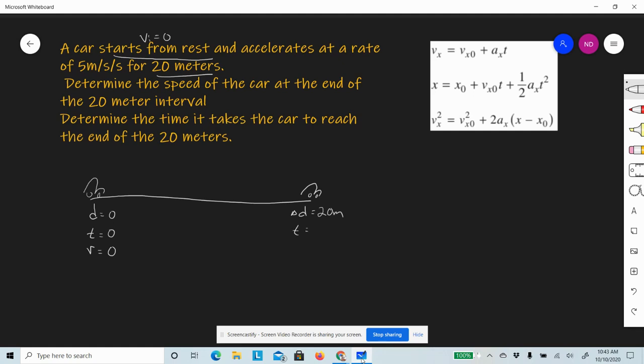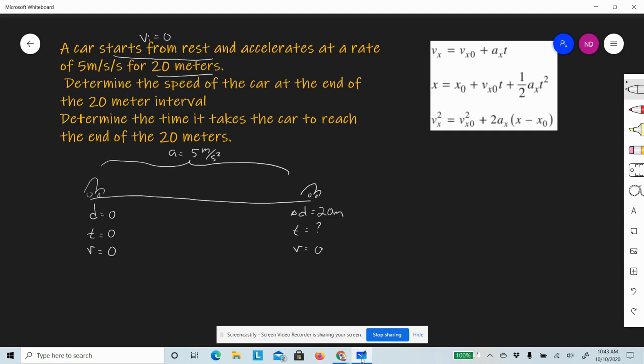We want to know how long this takes, and we want to know what its speed is going to be at the end of this interval. Throughout this entire trip, the car was accelerating at 5 meters per second squared. This is the picture. This is the way to draw it.